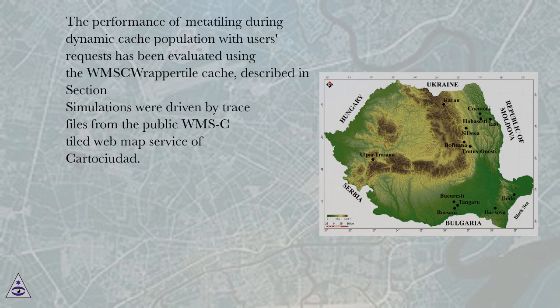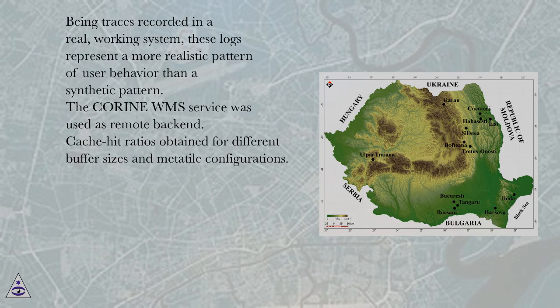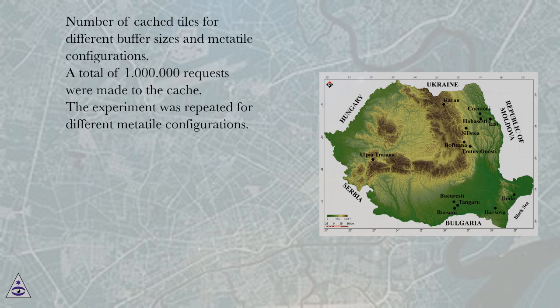The performance of metatiling during dynamic cache population with users' requests has been evaluated using the recency-based cache, described in the previous section. Simulations were driven by trace files from the public tiled web map service of Cartography. Being traces recorded in a real, working system, these logs represent a more realistic pattern of user behavior than a synthetic pattern. The Corin WMS service was used as remote backend. Figures show cache hit ratios and number of cached tiles obtained for different buffer sizes and metatiling configurations.